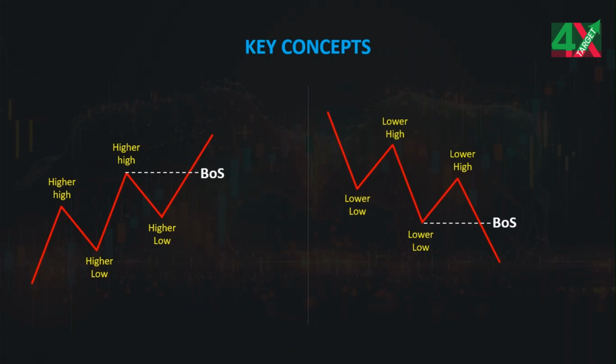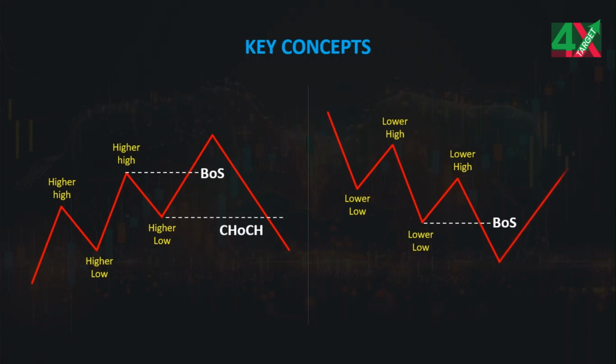Next, let's discuss a related but more significant concept: change of character, or CHoCH. In an uptrend, if price breaks below the most recent higher low, it suggests that buyers are losing control. This forms a bearish CHoCH, and it's often the first sign of a possible reversal to the downside.